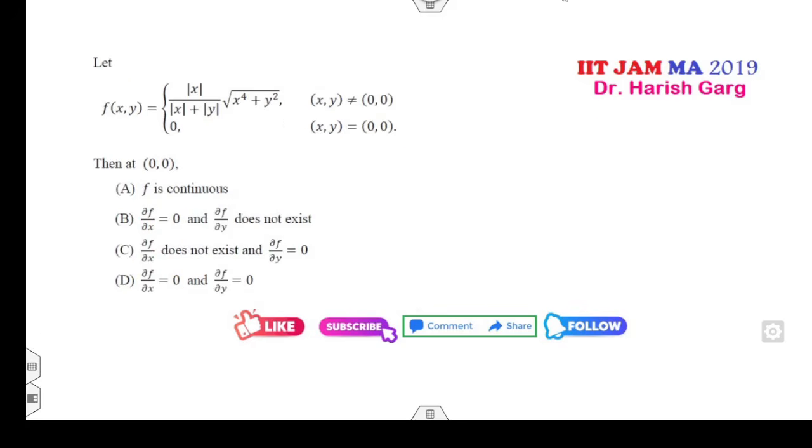Okay, look at this another one. Check about whether the function is continuous or not. What is the degree of the denominator? What is the degree of the numerator? So clearly say the degree.